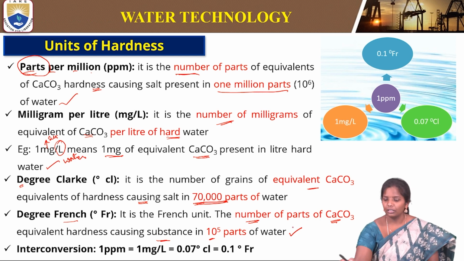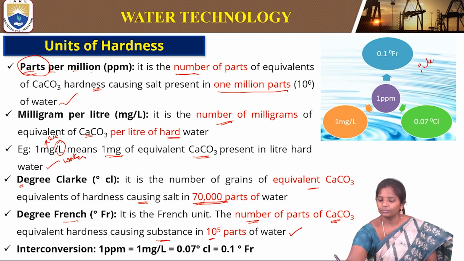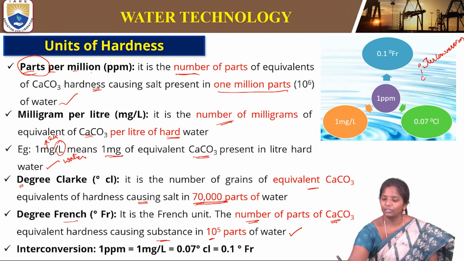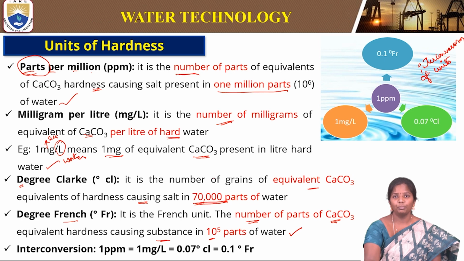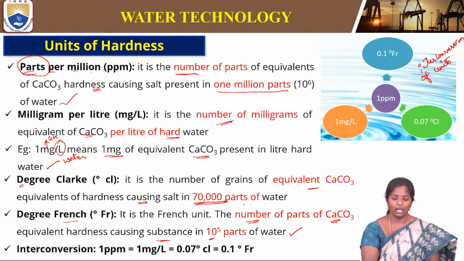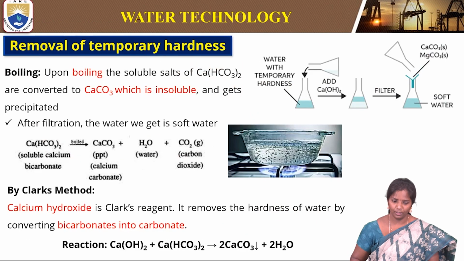If you see, this is the interconversion of units. Wherever we see units converting, we have to remember that if it is 1 million, it is ppm; 70,000, degree Clark; and if it is 10 power 5 parts, then it is degree French. This is how we have to remember and use it for further calculations and estimation of hardness.